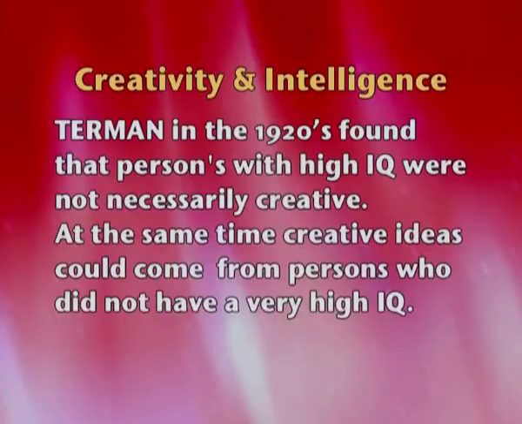Now, Terman in his research in 1920 found that persons with high IQ were not necessarily creative. There is no guarantee here that if you have high IQ, you will be very creative. Let me give you an example here. A girl is able to have new ideas, is able to create new things, but she is not able to mug up, she is not able to remember the course content, but she can definitely have new ideas. So this is where she has creativity, but she has average intelligence.